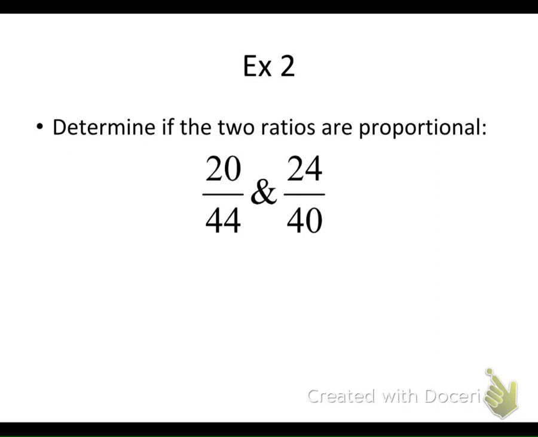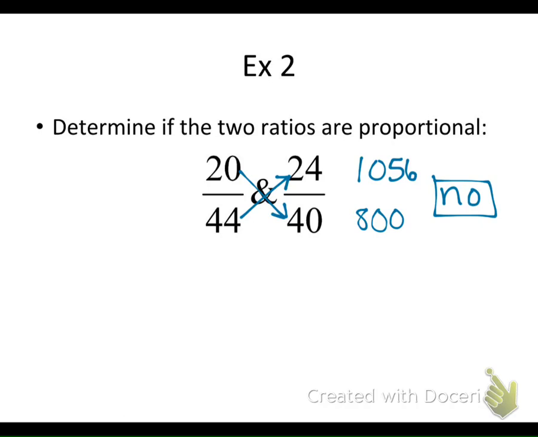I always like to start at the top, so I'm going to take 20 times 40. What's 20 times 40 equal? 80. We sure? It's 800. Okay. So then we're going to take 44 times 24. What does that equal? 1056? So are these two numbers the same? If these two numbers are not the same, then they're not proportional. So that's how you would show your work for that.